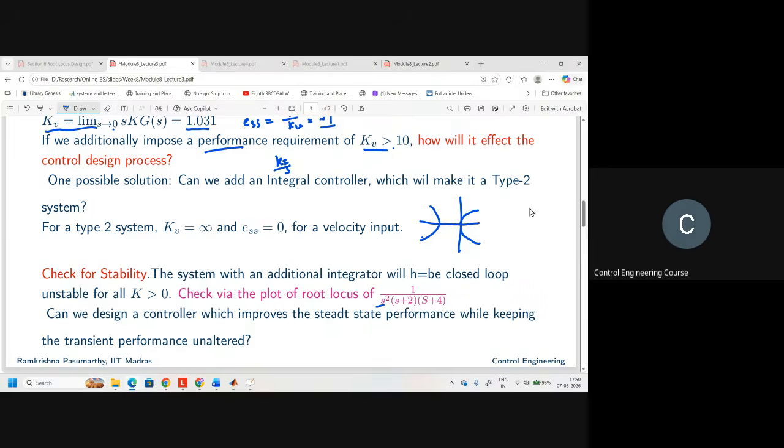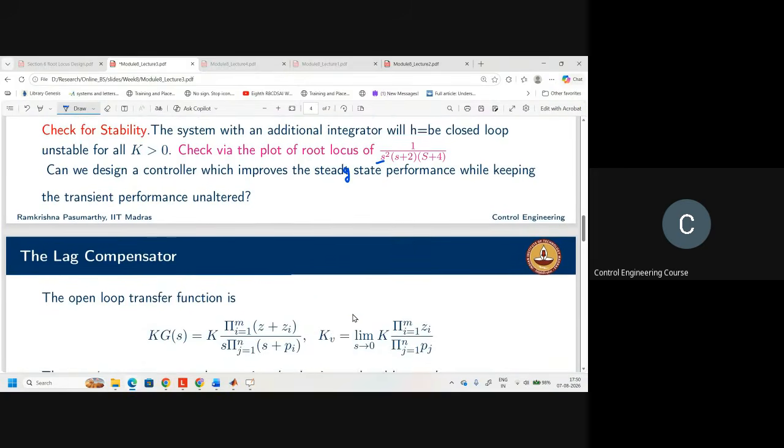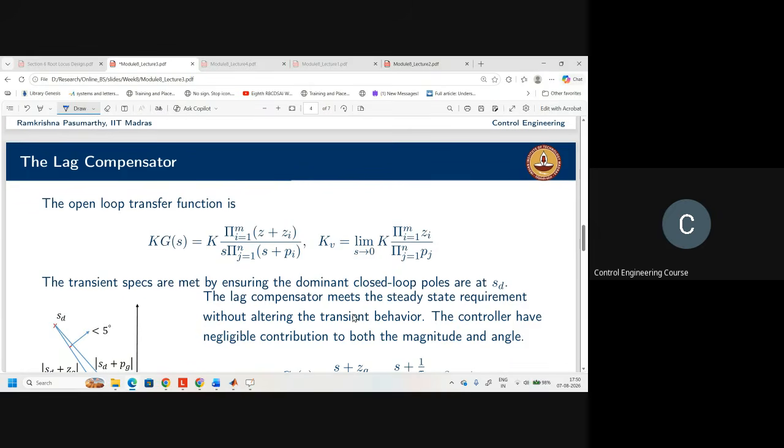So we have to improve our objectives. We have to improve the steady state behavior, and it should also satisfy the transient performance without altering the transient performance. So in that case, what we do is we design a lag compensator. Lag compensator in the sense, let's say for example, we can write this one as the numerator polynomial by the denominator polynomial.